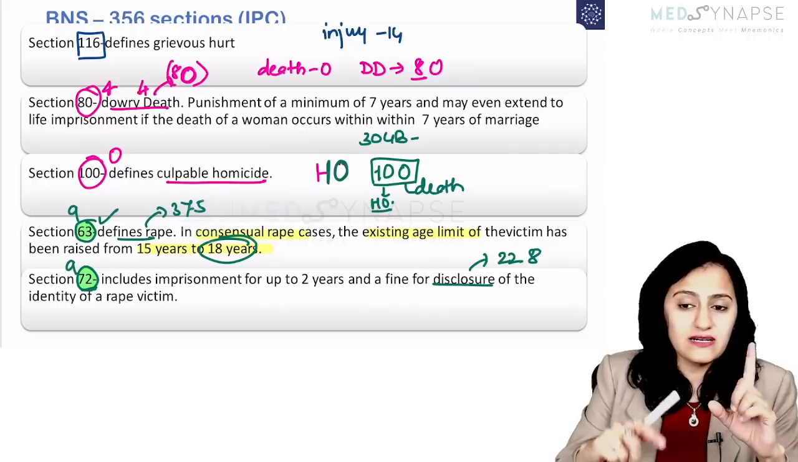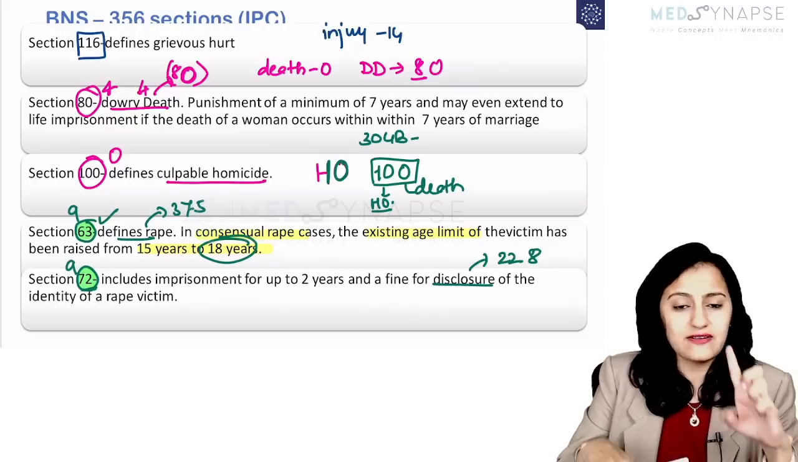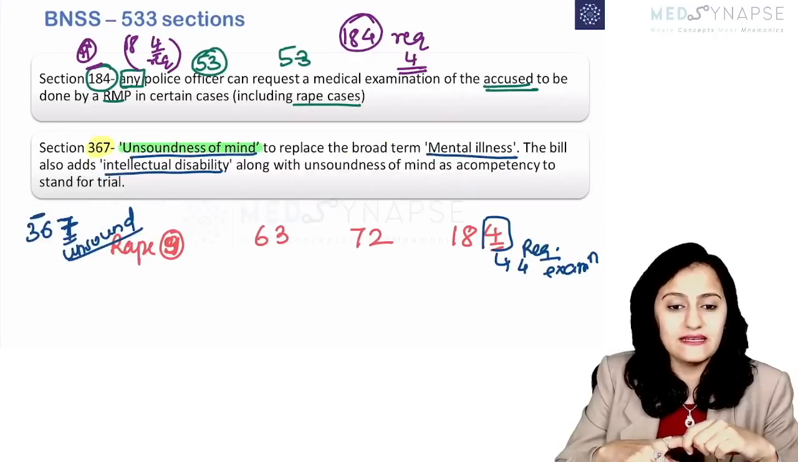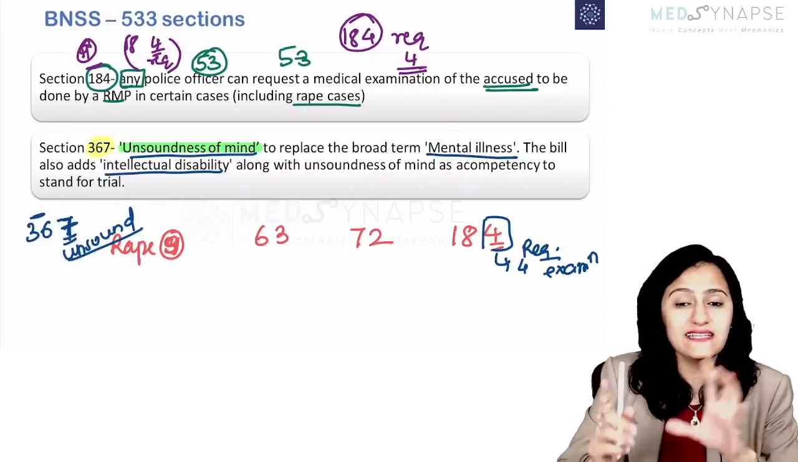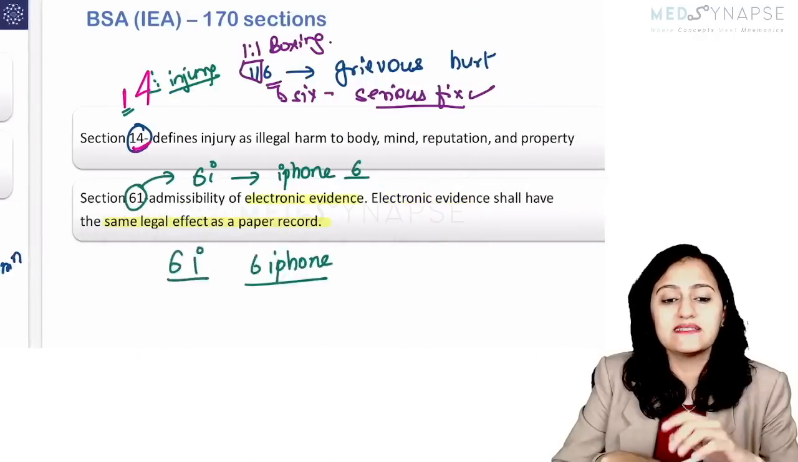Then you have death wala we have seen, 80, 100, rape wala we have seen, and then you have unsoundness. 3 plus 6 staying 7. It's not 7, it's 9, so it's unsound. 3, 6, 7 is unsound mind.